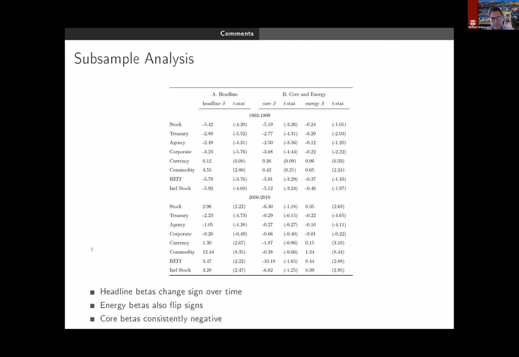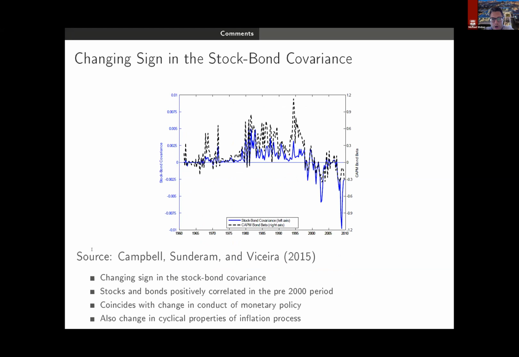Now, we saw that there's this nice evidence that there's a flip, or an inconsistency, in the loading to overall and energy inflation. Instead, throughout the sample period, across asset classes and within asset class, we have a negative loading on core inflation, which potentially offers a novel interpretation of this changing stock-bond covariance.